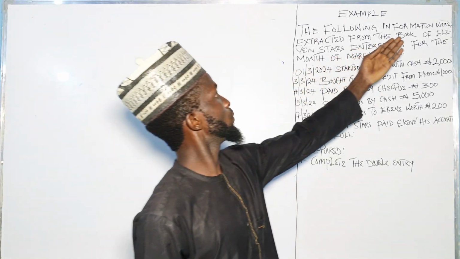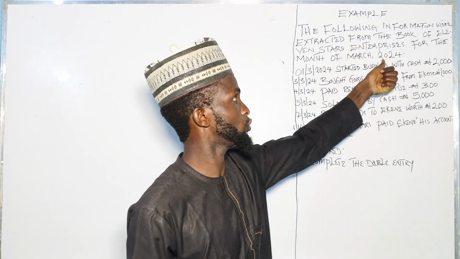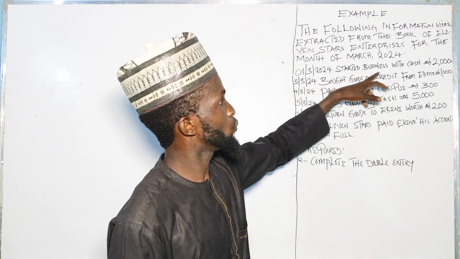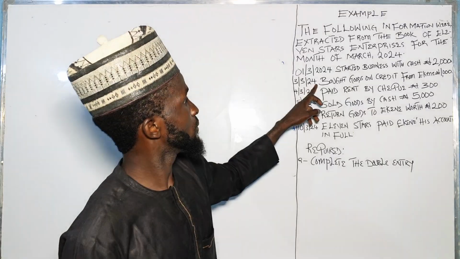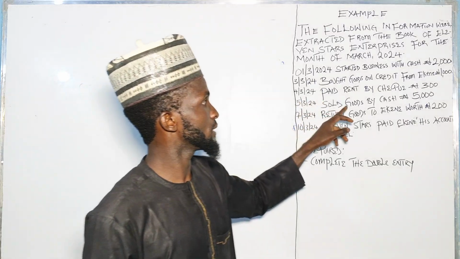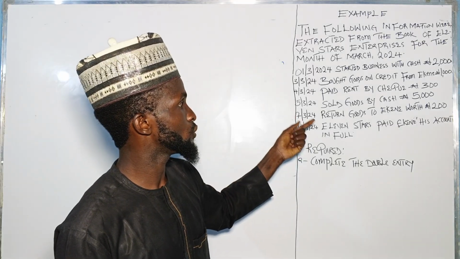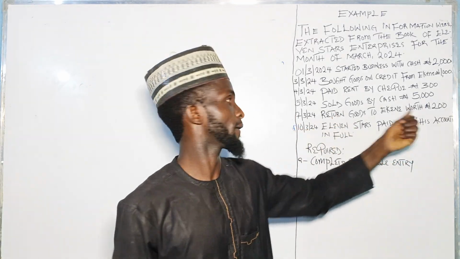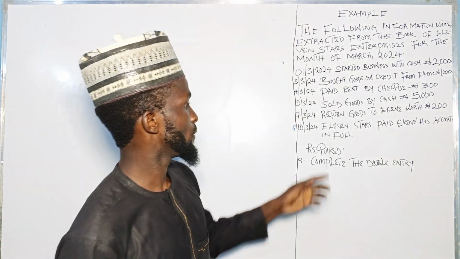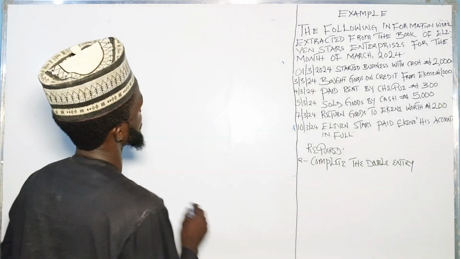The following information was extracted from the books of 11 Stars Enterprises for the month of March 2024. On 1st March, started business with cash 2,000. On 3rd March, bought goods on credit from Ekene. On 4th March, paid rent by check. On 5th, sold goods for cash 5,000. On 7th, returned goods to Ekene worth 200 naira. On 10th, 11 Stars paid Ekene his account in full. We are asked to complete the double entry. Let's demonstrate this.